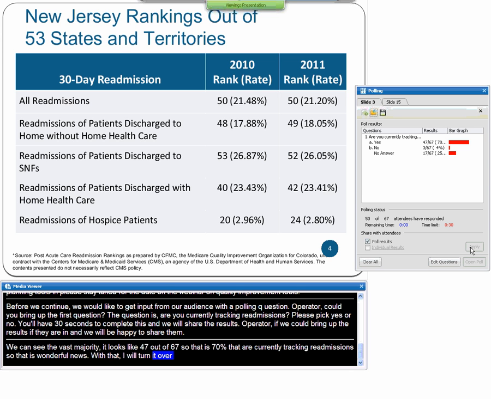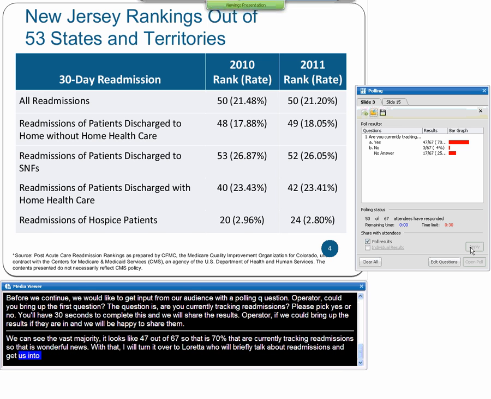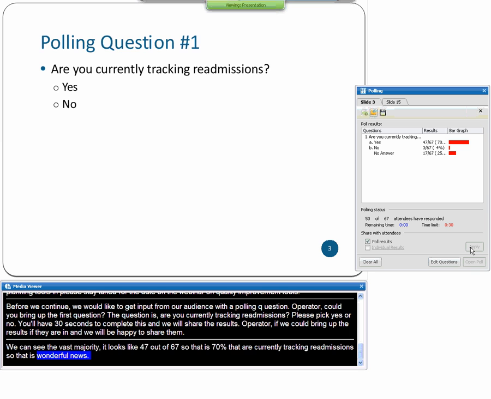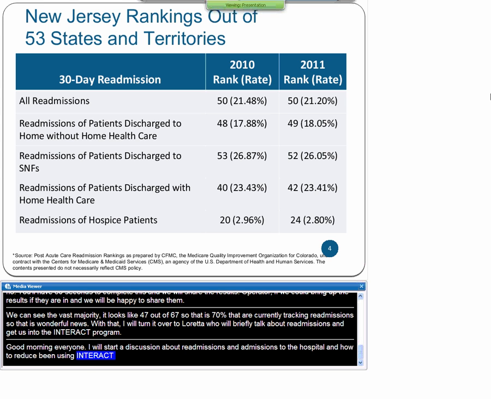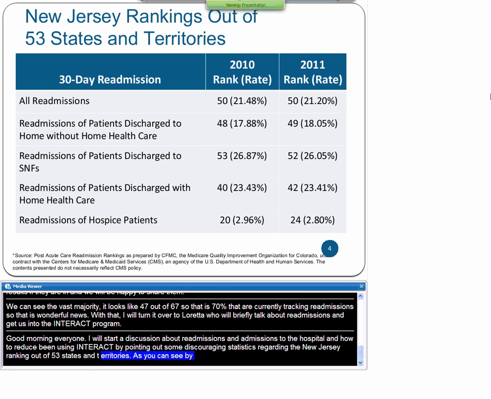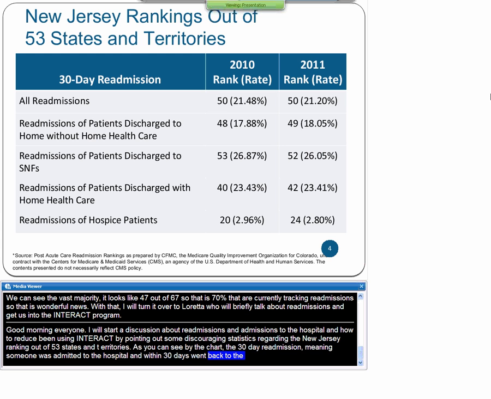Good morning, everyone. I will start our discussion about readmissions and admissions to the hospital and how to reduce them using Interact by pointing out some discouraging, to say the least, statistics regarding New Jersey's rankings out of 53 states and territories. As you can see by the chart here, a 30-day readmission, meaning someone was admitted to the hospital and within 30 days went back to the hospital. In 2010, New Jersey ranked 50th out of 53, including the territories. And in 2011, we still ranked 50th, even though we had a slight minimal improvement.